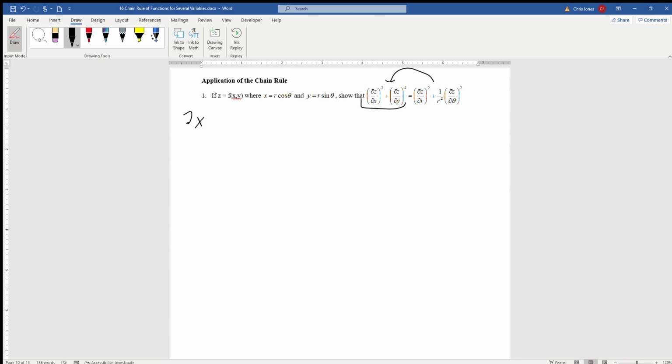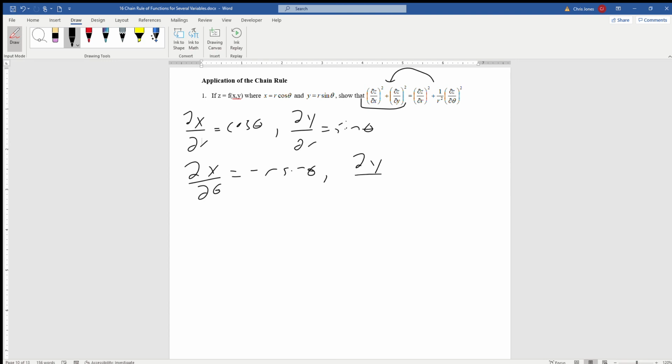So we know that the partial of x with respect to r is going to be cos theta. We know that the partial of y with respect to r is going to be sine theta. We know that the partial of x with respect to theta is going to be negative r sine theta. And we know that the partial of y with respect to theta is going to be r cos theta. All right? And that's just using these as our derivatives.